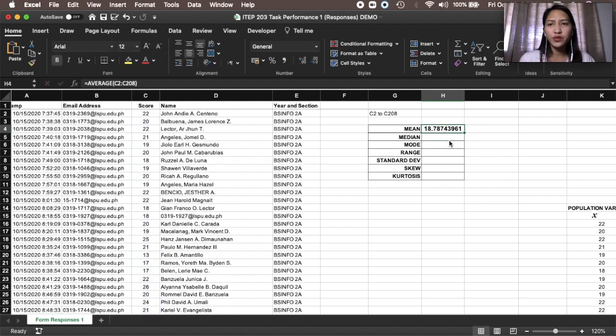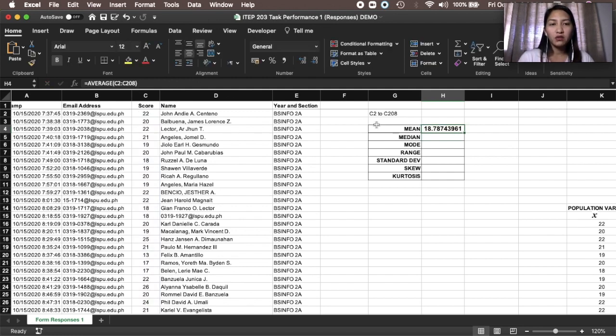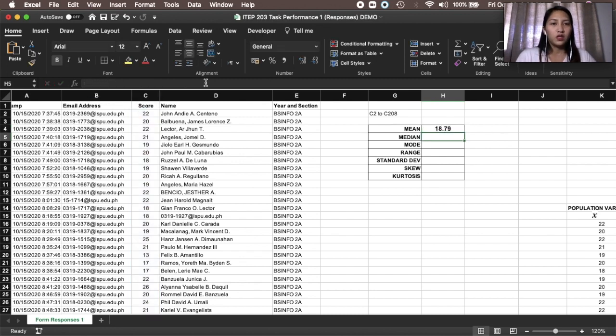So, that is the mean. So if I want to, gusto ko siyang i-round off into 2 decimal places, all I have to do is to use the ROUND formula in Excel and then yung 2 decimal places. So ayan yung aking i-round, itong value sa loob. Tapos ilang decimal places, tapos ito yung aking formula for rounding off. Okay, so the mean is 18.79.